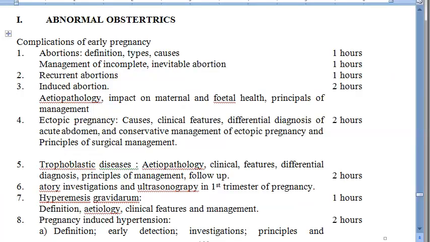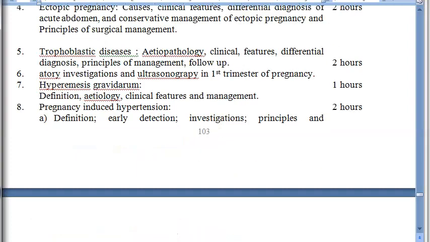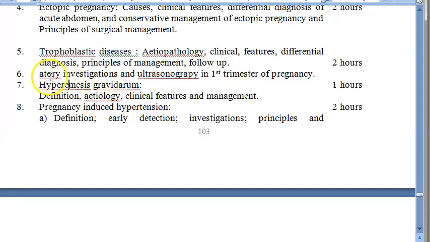Let's continue, guys. Then you need to know about complications of pregnancy, abortions. Then what is incomplete abortion, inevitable abortion, recurrent abortion, induced abortion, right? Ectopic pregnancy, very important, right? You should know about this. Then trophoblastic diseases. So what are the trophoblastic diseases? Could be some tumor, right? Could be a lot of things. Let's move on.